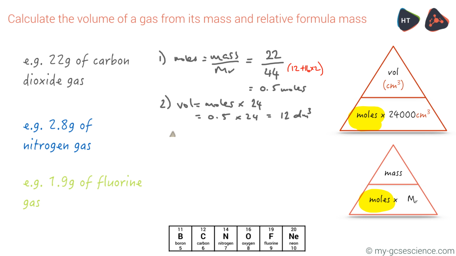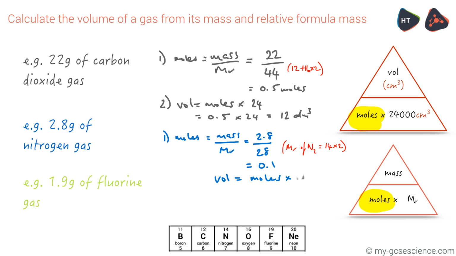So to figure out the volume of 2.8 grams of nitrogen gas, the first step is to find the moles, which will equal the mass, which is 2.8, divided by the relative formula mass, which for nitrogen gas is 28, because nitrogen has an MR of 28. Remembering that nitrogen is a molecule containing 2 atoms of nitrogen joined together. So this gives us a moles of 0.1, and now to find the volume, we do the moles, which is 0.1, times by 24, and that gives us 2.4 dm cubed of nitrogen.